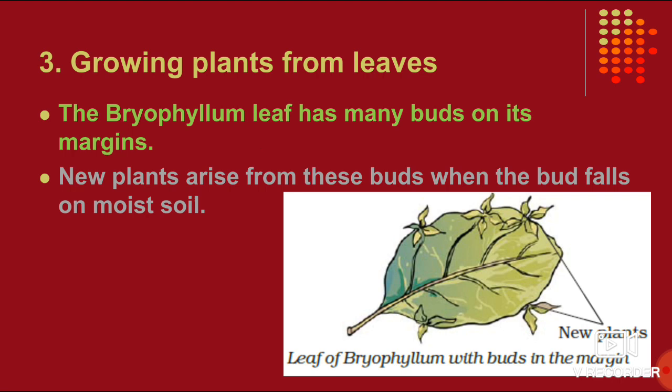Now we'll see how leaves are responsible for growing into new plants. Bryophyllum leaves have the capacity to grow buds, and these buds are capable of giving new plants. New plants arise from those buds when the buds fall on moist soil. जब नमी वाली मिट्टी पे वो बड गिरती है, तो आपको नया पौधा वहाँ से दिखाई देता है. So we discussed how roots are capable of providing new plants, how stems are providing new plants, and how leaves are providing new plants.